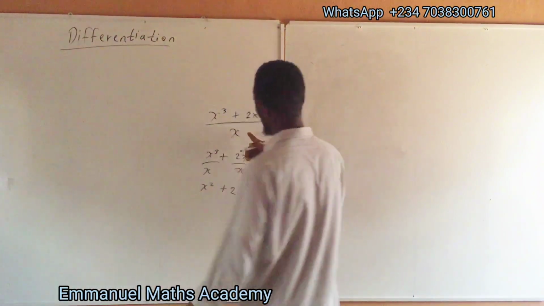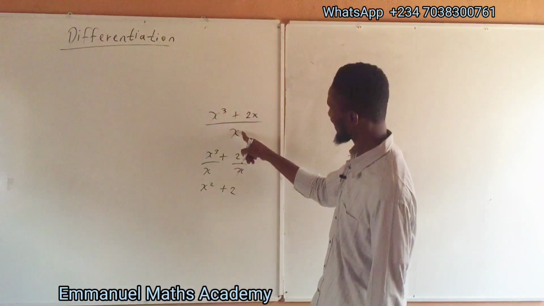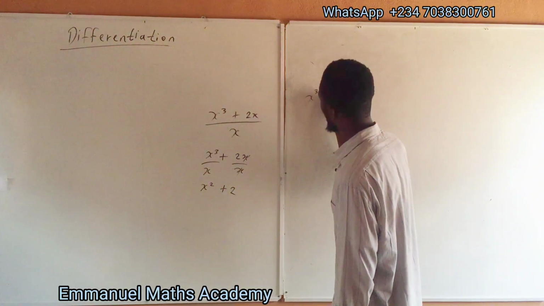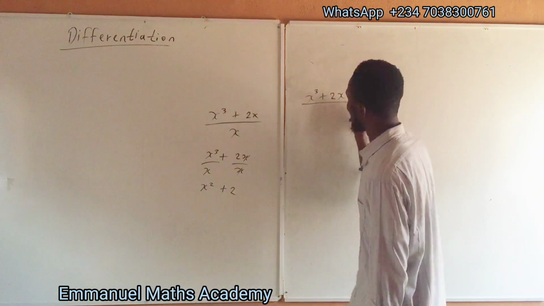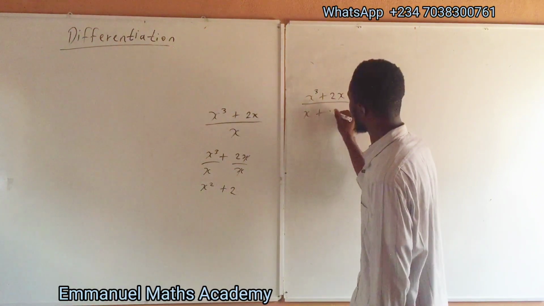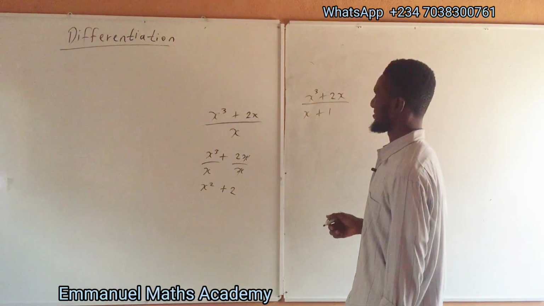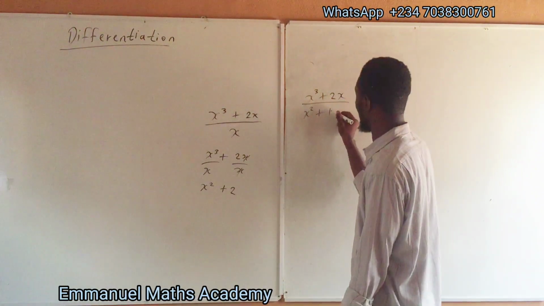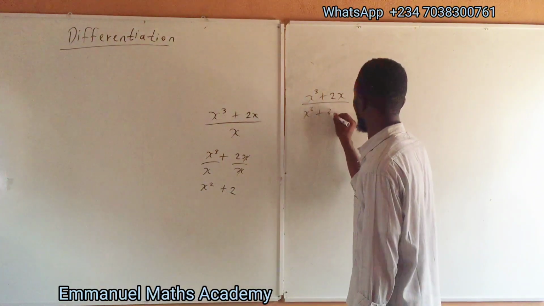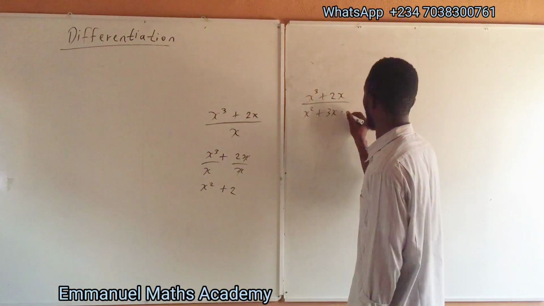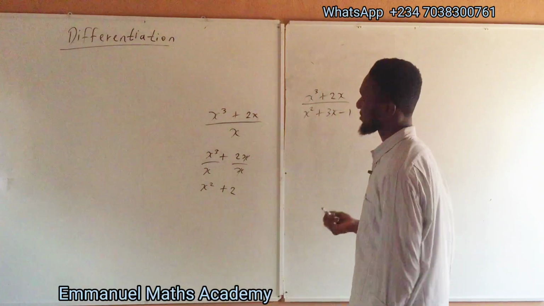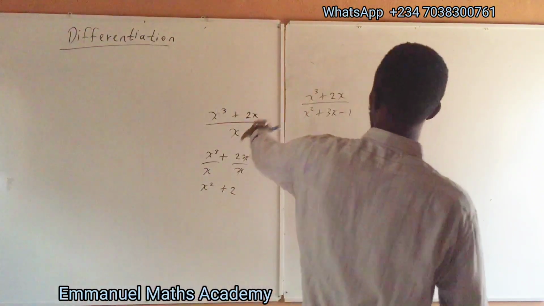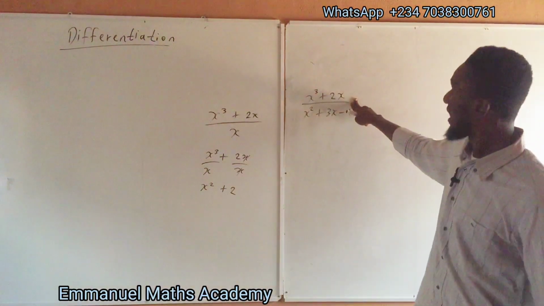What if you are given a case where you have x cubed plus 2x all over x plus 1, or even maybe x squared plus 3x minus 1 also. How do you go about this? You can see that this is more complicated, right? How do you go about this?